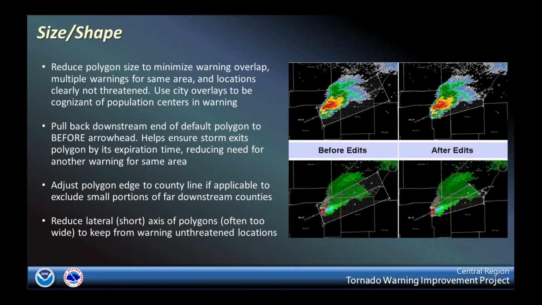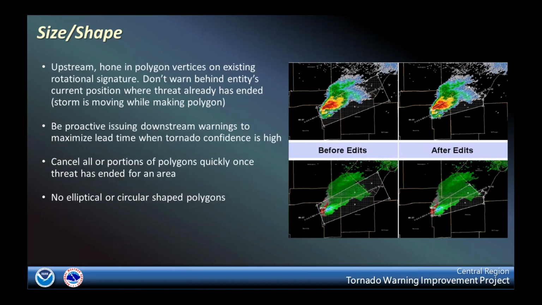Certainly downstream, if you're just clipping a small part of a county that you can get in the next warning, then pull those back so you don't overwarn an area that you will have to again rewarn because the storm never gets there in the first place in the first warning. One thing that's a big thing that I don't think people consider as much is not just the upstream and downstream edges, but the lateral edges here. Pull those lateral edges in, in that example on the right, the northern and southern lines of your polygon, pull them in. And we'll talk about that a little bit more in just a minute.